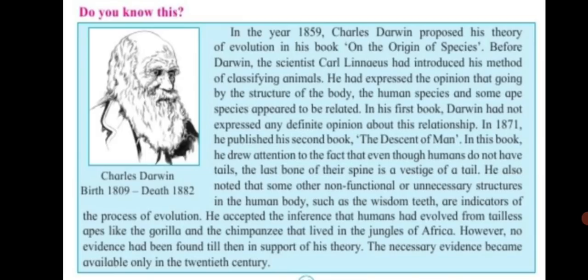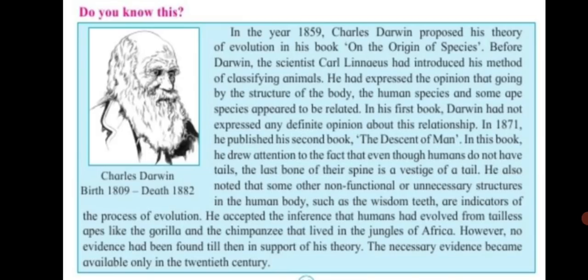In 1871, he published his second book, The Descent of Man. In this book, he drew attention to the fact that even though humans do not have tails, the last bone of their spine is a vestige of a tail. He also noted that some other non-functional or unnecessary structures in the human body, such as the wisdom teeth, are indicators of the process of evolution.